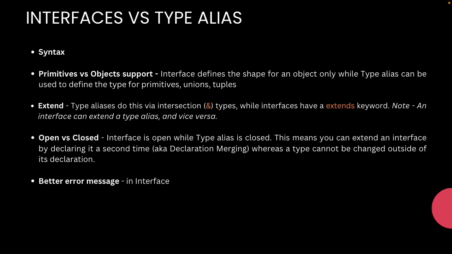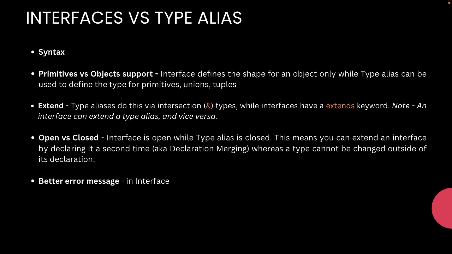You can use that for defining the shape of objects. Extending, we'll see that again in the code later. You can extend both the interface and type alias. The difference is how you do it. So for example, in type alias, we use something called intersection, that's the ampersand, whereas in interface, we use extends.